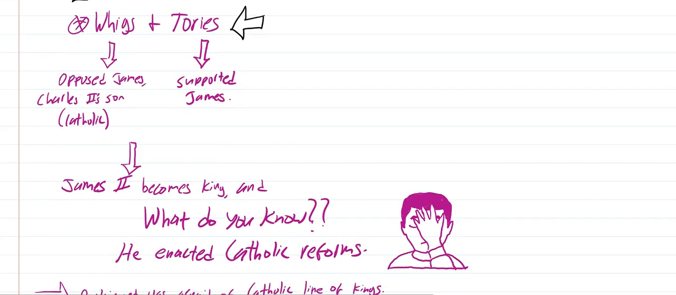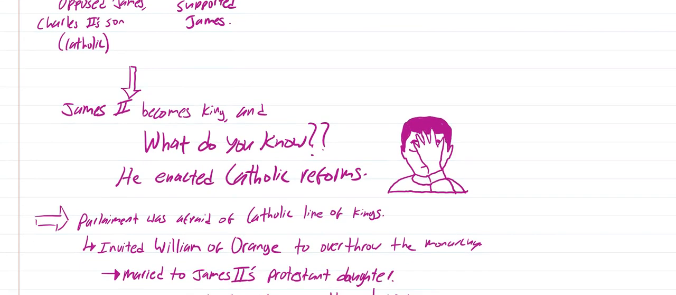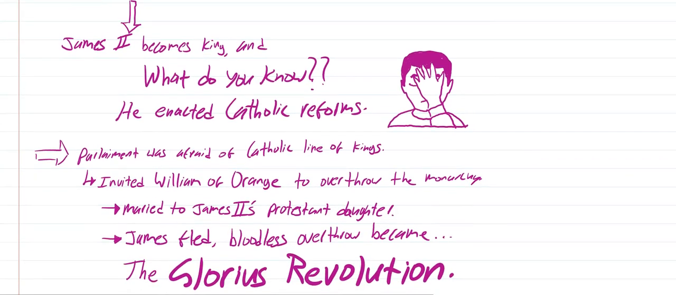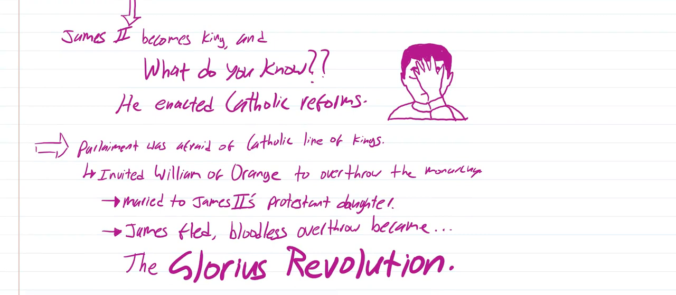Now, lo and behold, James does become the king, and what do you know, he enacted Catholic reforms, the same ones that everyone was kind of freaking out about, that, hey, we can't have a Catholic king. And so he started doing things like appointing Catholics in high-ranking positions, things that were supposed to be illegal by English law. And so Parliament no longer wants him, and they want another Protestant line of kings. And so they invite William of Orange to overthrow the monarchy.